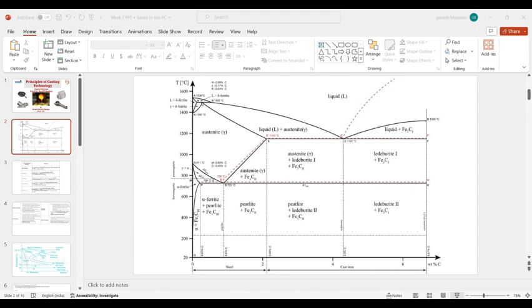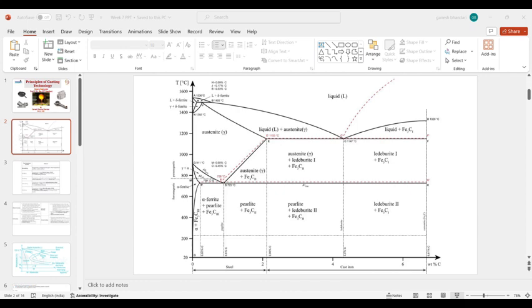So in case of stainless steel, when we talk about stainless steel, we talk about austenitic type of stainless steel or pearlite type of stainless steel. So in case of stainless steel, we can create this austenite phase at room temperature also with the help of different types of alloying elements. Okay, so coming to next one.